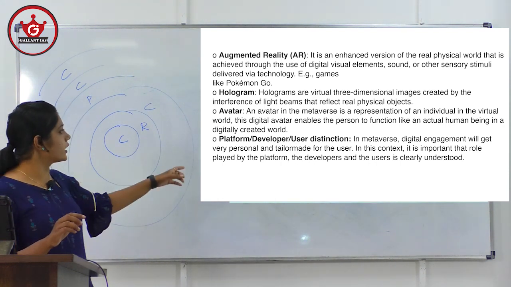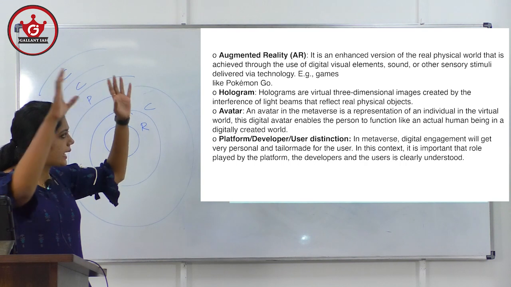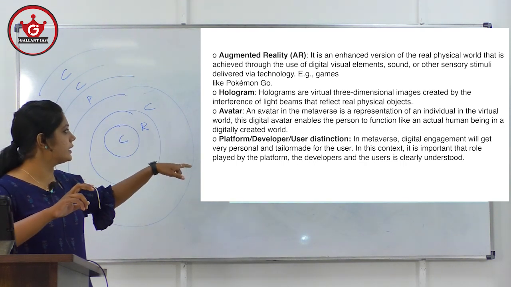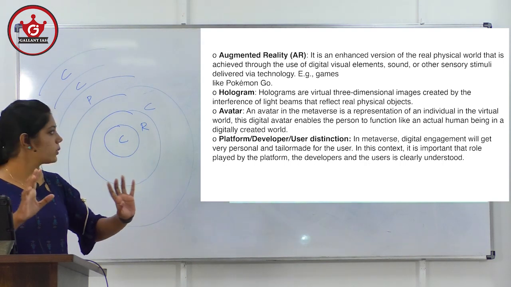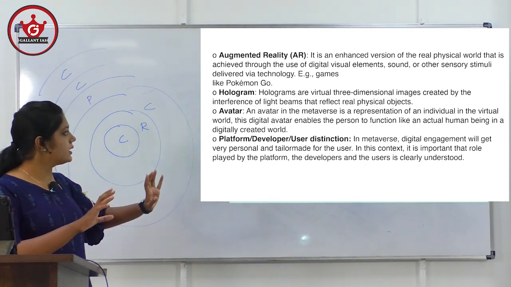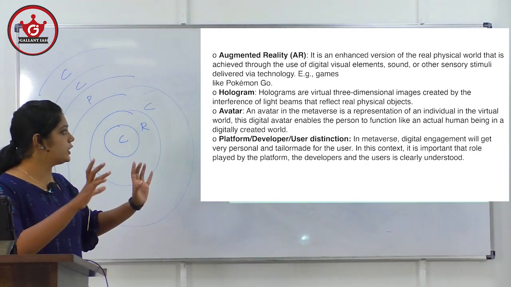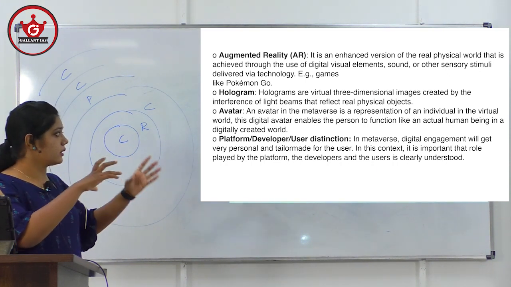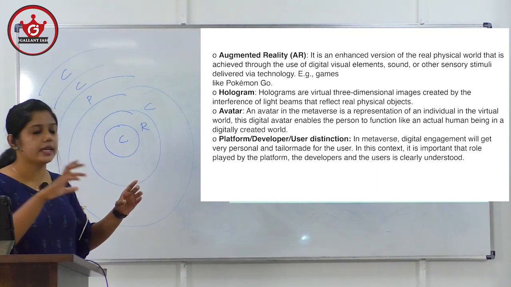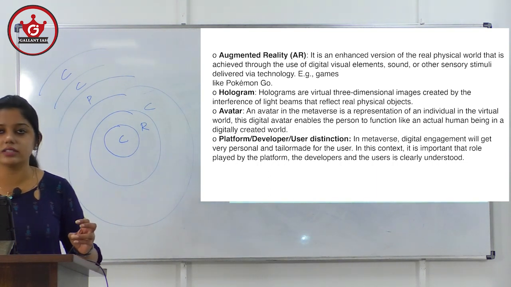And what is a hologram? Holograms are virtual three-dimensional images created by interference of light beams that reflect real physical objects. Okay, next is avatar. An avatar in the metaverse is a representation of an individual in the virtual world, a digital avatar, and it enables the person to function like an actual human being.